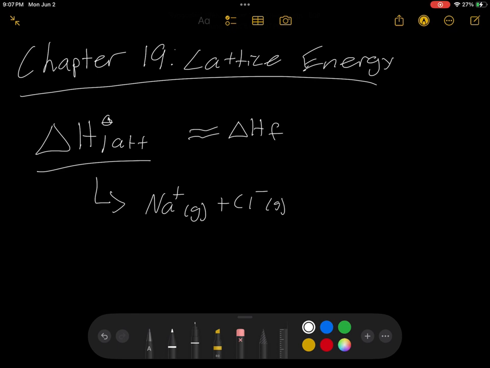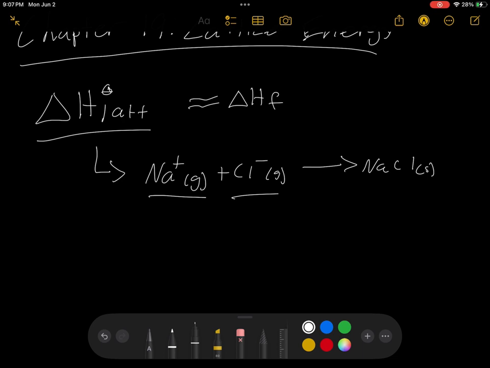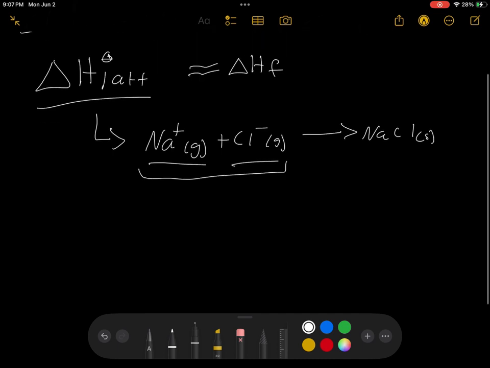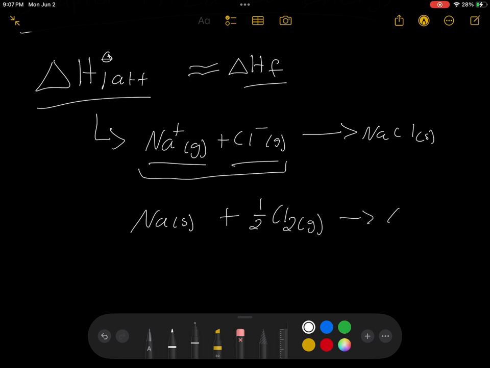So here's a good example. Right here, the gaseous ion of sodium plus the gaseous ion of chlorine can combine to form sodium chloride, right? This is an example of lattice energy because the reactants are gaseous ions. Delta HF would be if these were in standard states. So this is delta HF, and that's delta H lat. So just building a foundation understanding of the difference between these types of enthalpies.